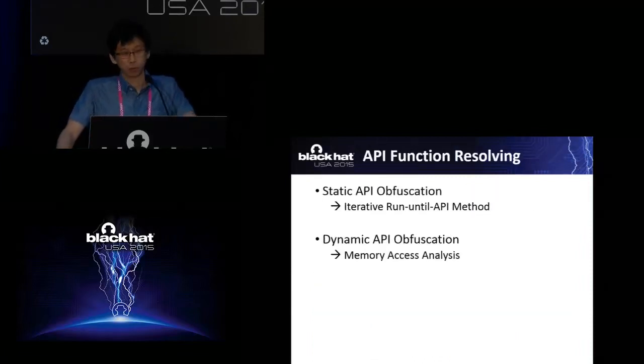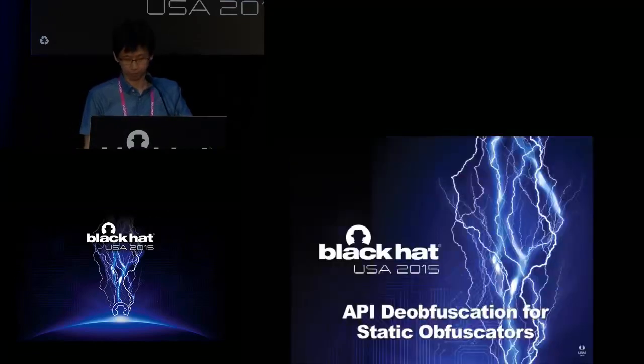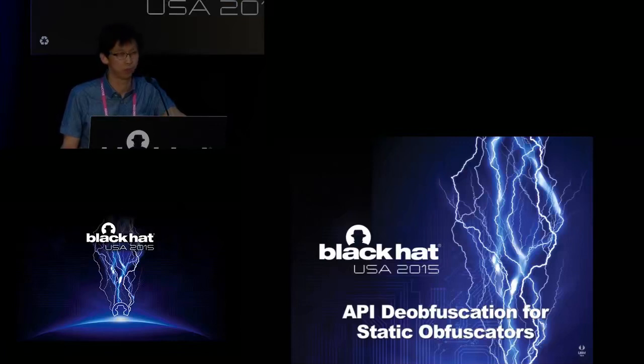After we find the OEP, we can resolve API functions. For static API obfuscation, I suggest the iterative run-until-API method. There is some function pre-run analysis. And for dynamic API obfuscation, I suggest memory access analysis. Static obfuscators include Themida 64 and VMProtect 32 and 64. Some other packers and custom packers still use static obfuscation techniques.